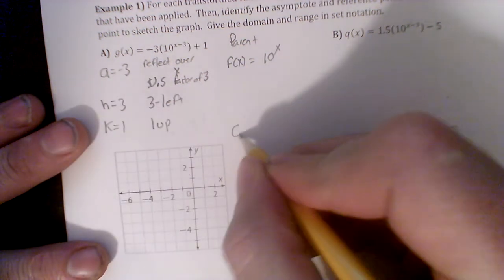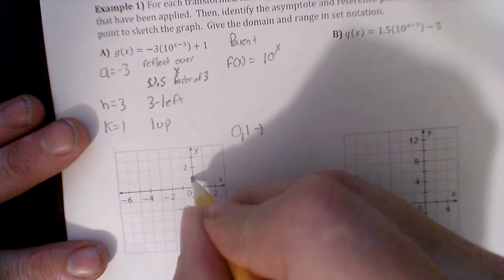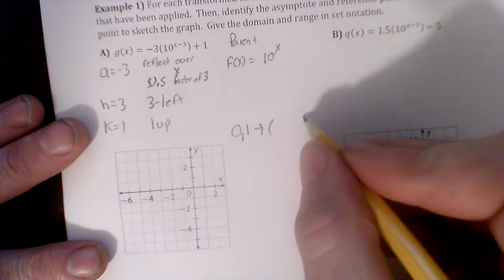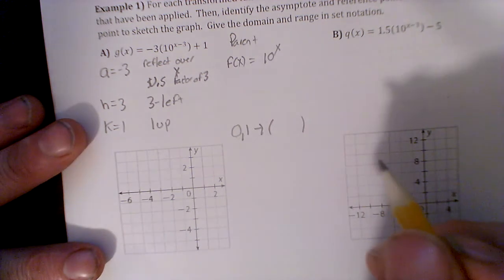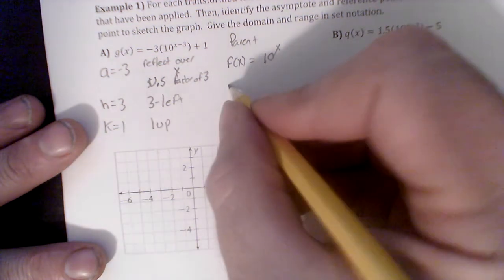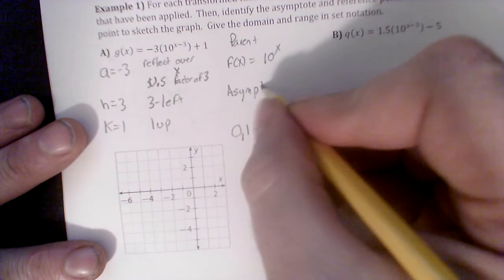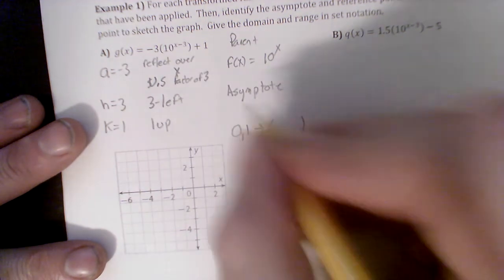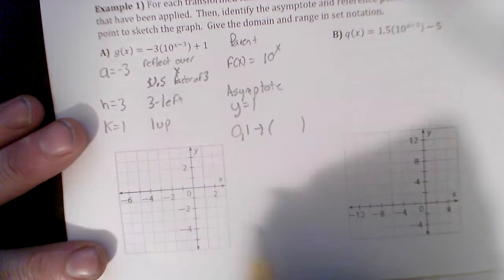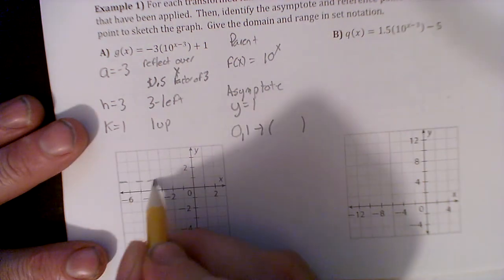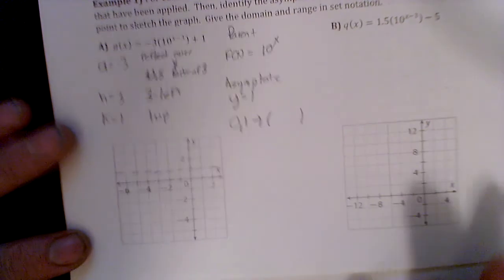So we had a reference point which is 0, 1. Alright. It used to be right here. Let's see where it moves. Let's start off with our asymptote. And I'll write that. Asymptote. That's always y equals k. So our asymptote is at y equals 1 because the k value is 1. And I'm just going to draw a dotted line right there. That's the line we're going to approach in one direction and away from in the other.